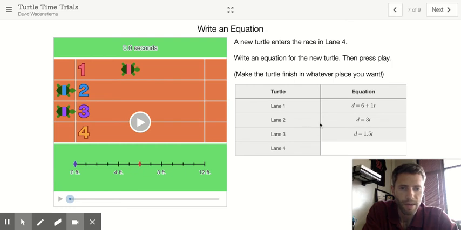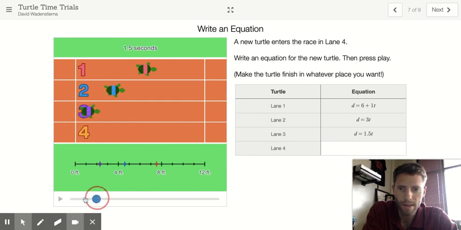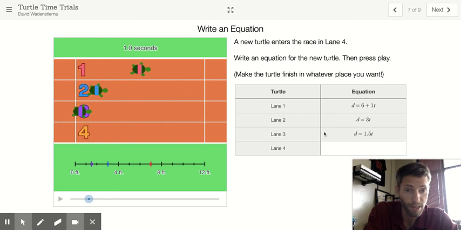For example, lane 2, we'll start with that one. Lane 2 has a rate of 3. You could find that from the table. You could also go to time 1 and see where each one is at. So after 1 second, turtle 2 is at 3. So his rate is 3 feet per second. That's why it's d equals 3t for that turtle.